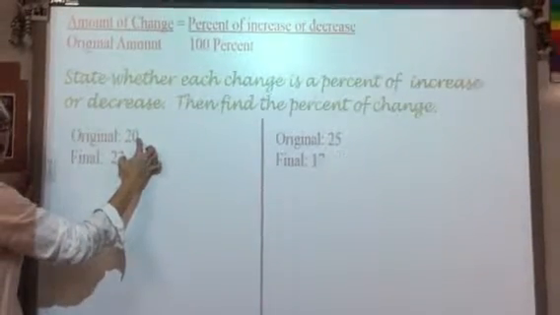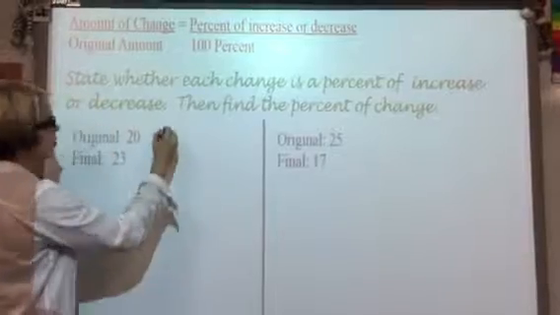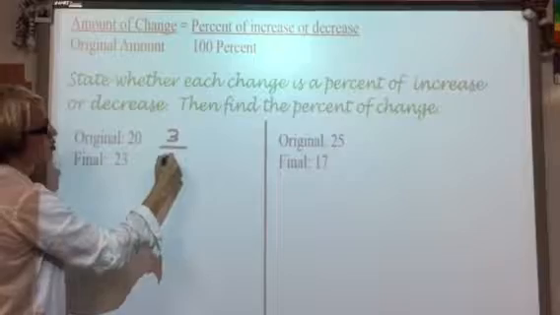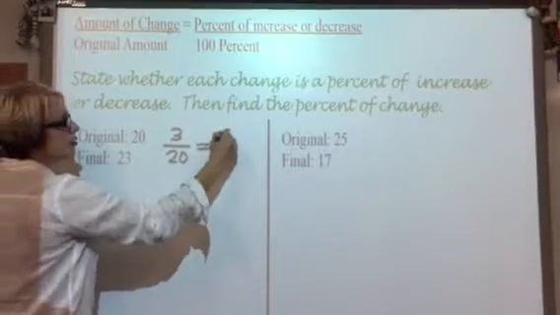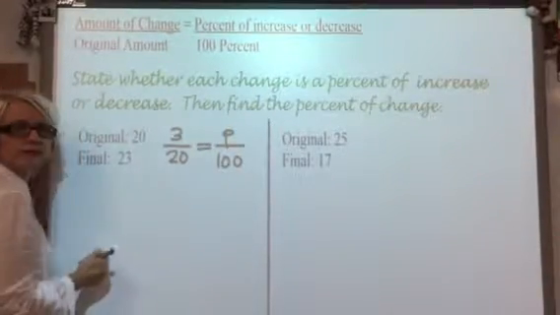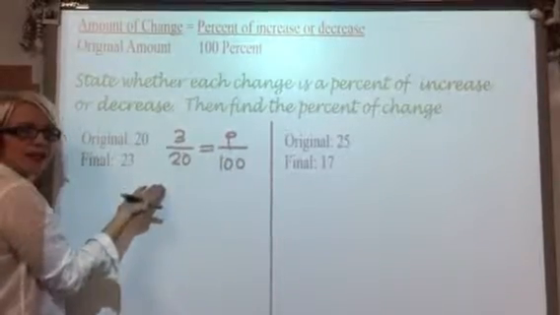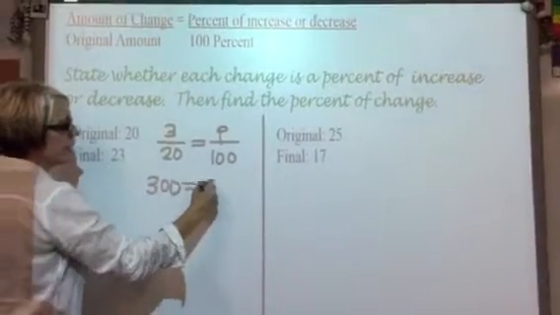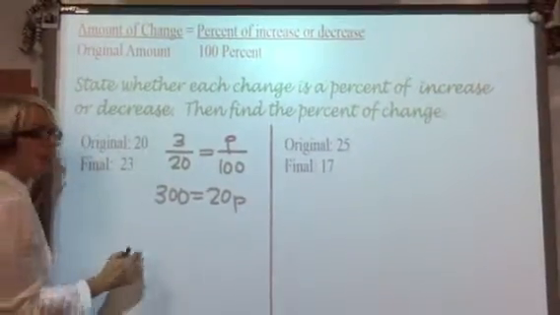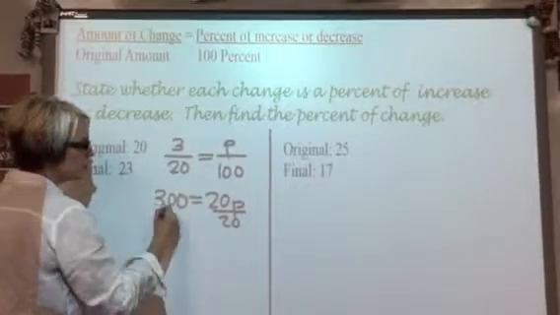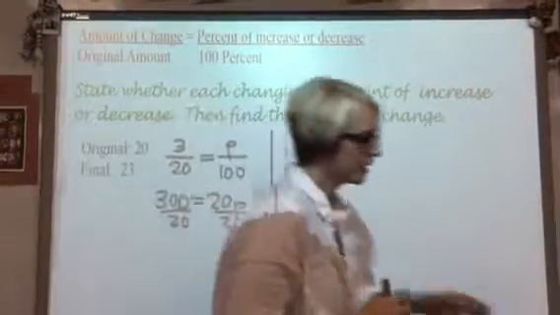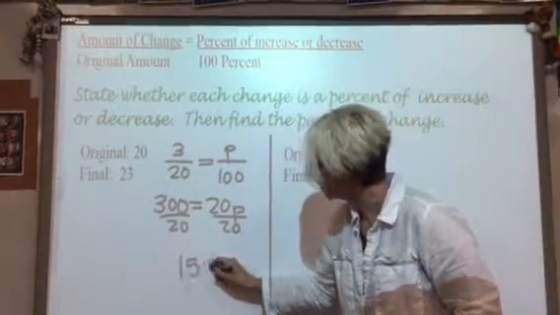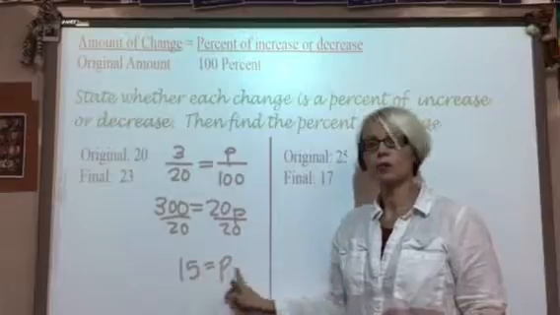How much is the change here? That's 3. So we're going to put 3, because that's the amount of change, over the original 20 is equal to p percent over 100. Now we're going to solve this like we did yesterday's. We can cross multiply. 3 times 100 is 300. 20 times p is 20p. We balance this equation, so we divide by 20, and checking my work here, we get 15 is equal to p. So this is our percent.